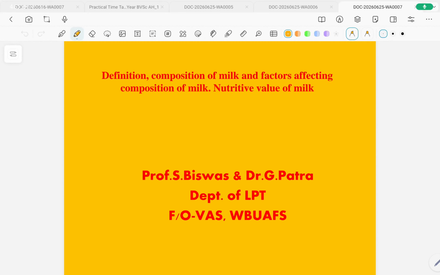Definition, composition of milk and factors affecting composition of milk. Nutritive value of milk.